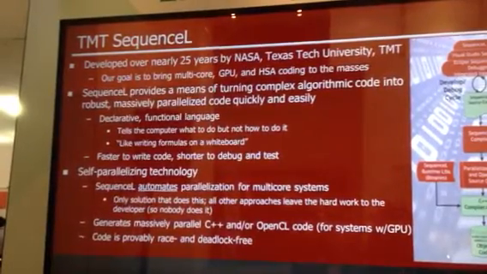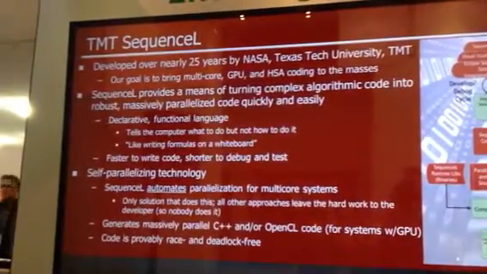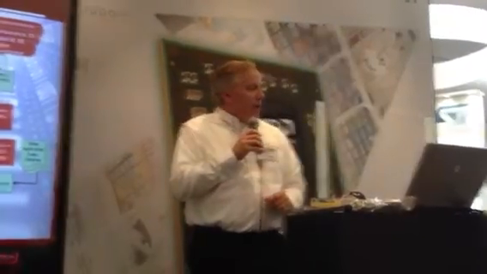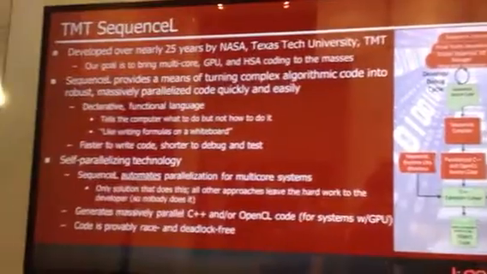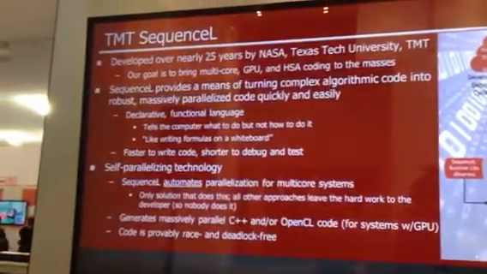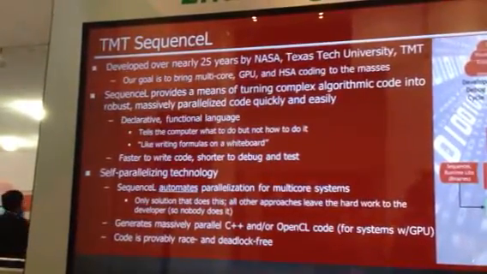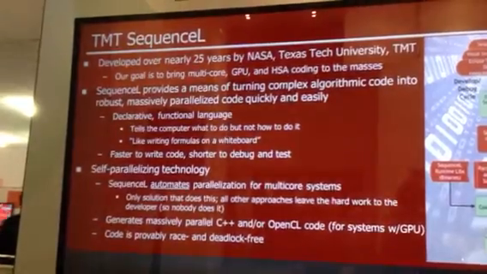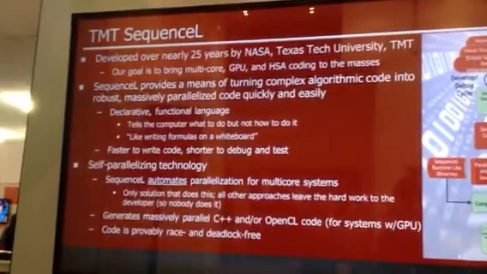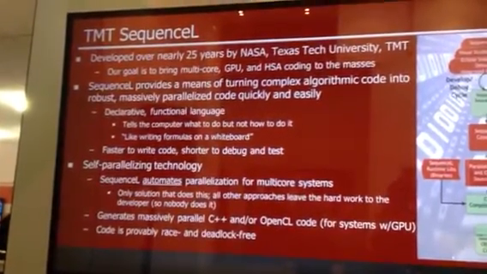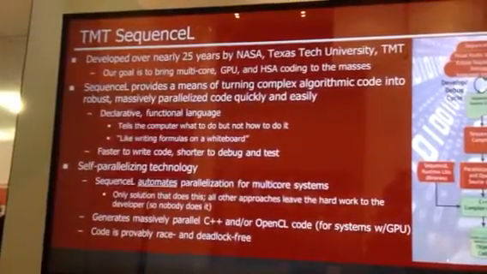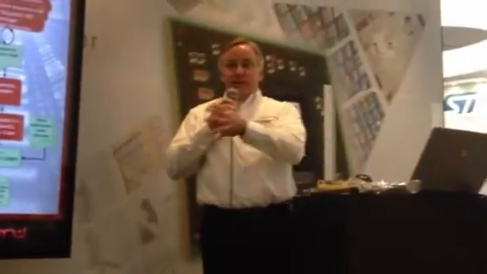What SequenceL is, at the highest level, you can think of it as a means to take complex algorithmic code and convert that into massively parallel C++ and OpenCL. The OpenCL part's new. So, the user writes at a higher level. It's a functional language. It's a way we deal with complexity. You move up in abstraction a little bit so that we can deal with the added complexity, just like we've done all along in programming, with moving from machine code to assembly to Fortran and C and now object-oriented.